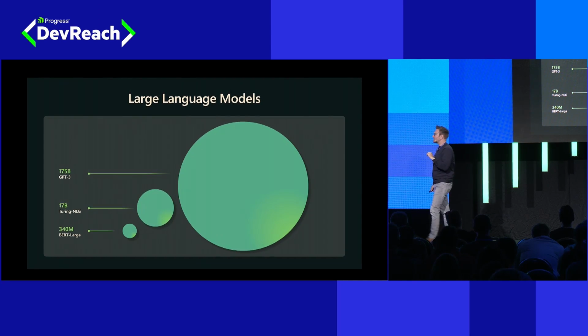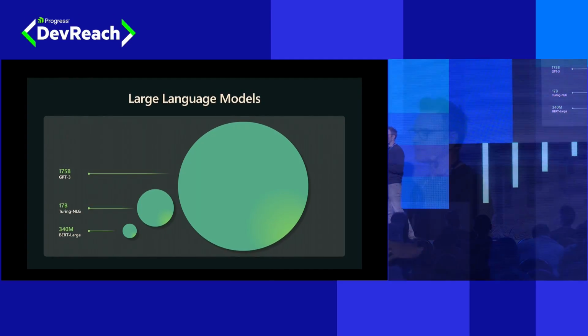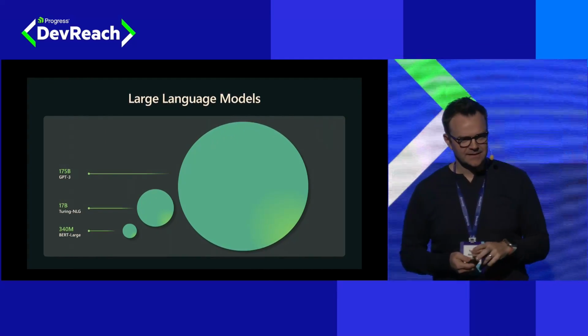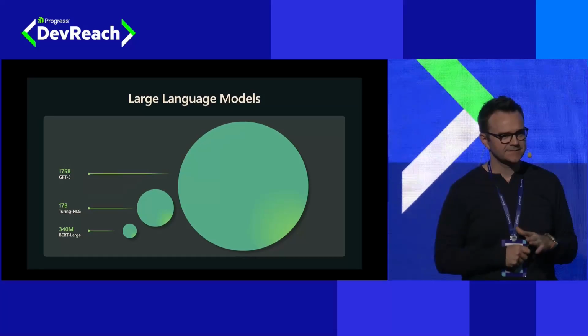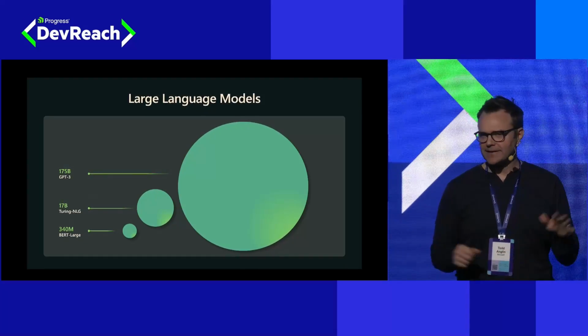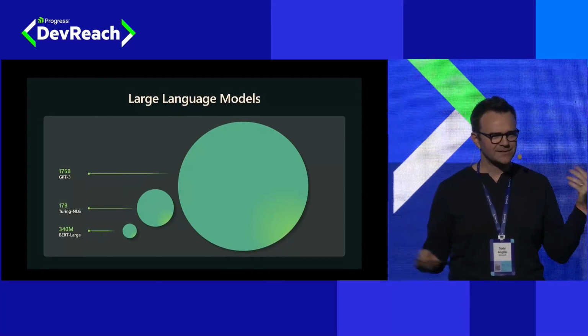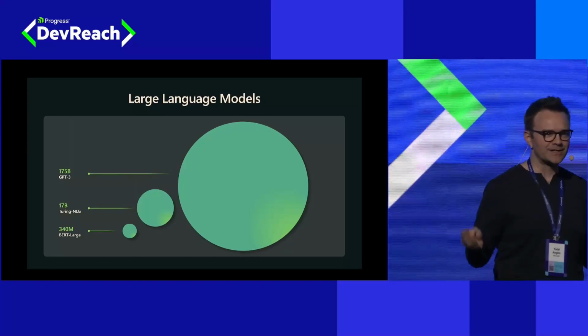Anyone know how many parameters, so to speak, the human brain has? Any guesses? I mean, some of us are going to be different than others, so let's assume the smartest ones in the room here.